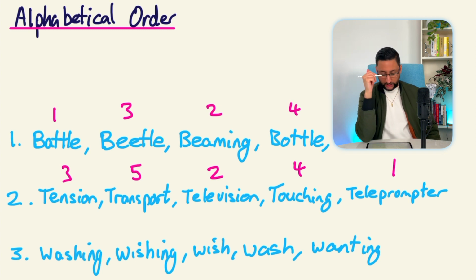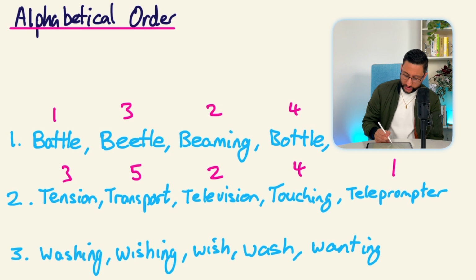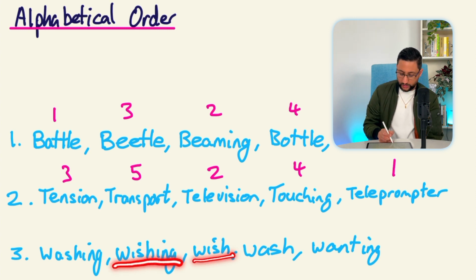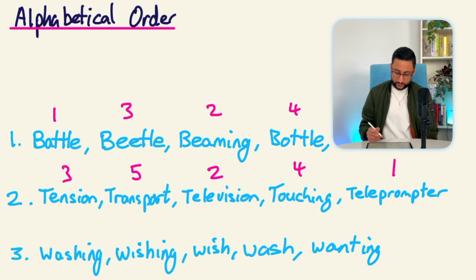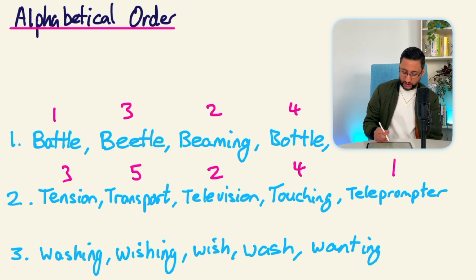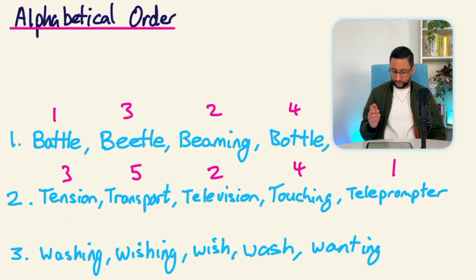With examples like this, the words which end the soonest come first. So, for example, wish is 4 letters, and wishing is 7. However, the first 4 letters of wishing are the same as wish. So if the word wish finishes and this word wishing continues, wishing is going to come afterwards. So at the very least, I know wishing is after wish, and washing is after wash, and wanting is just the 5th option there.